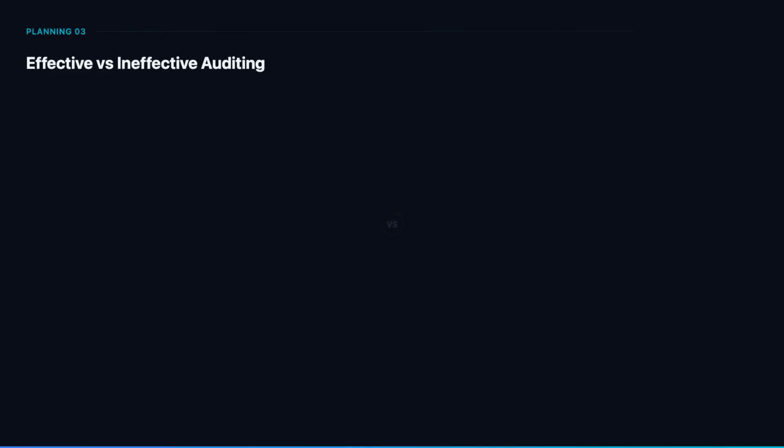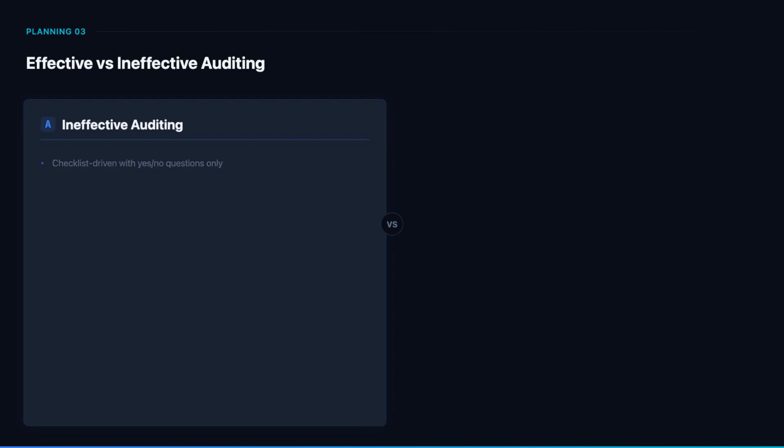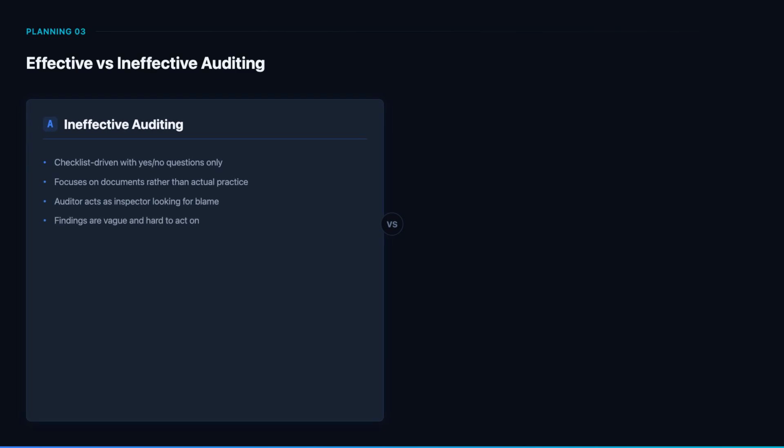The difference between an audit that drives improvement and one that wastes everyone's time comes down to approach. Ineffective auditing relies entirely on checklist yes or no questions, focuses on whether documents exist rather than whether processes actually work, positions the auditor as an inspector looking for someone to blame, and produces vague findings like "procedure not followed" that are difficult to act on.